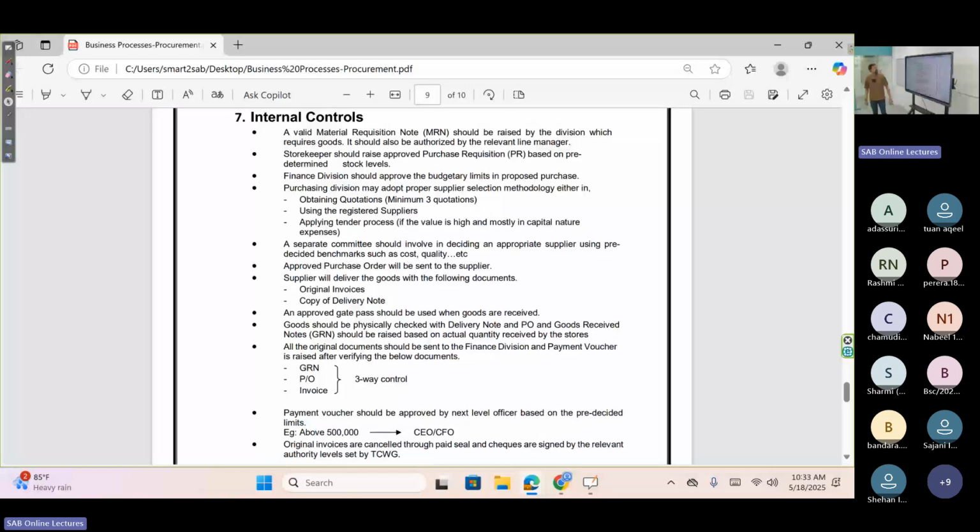The finance division should approve the budgetary limits in the proposed purchase. Budget limit is a control to reduce cost. Whatever activities are done by the organization, those are controlled. Control is to mitigate risk. One of the risks is that unbounded cost will increase. In order to reduce that cost, budgetary control, the budgetary limit, is one type of control.